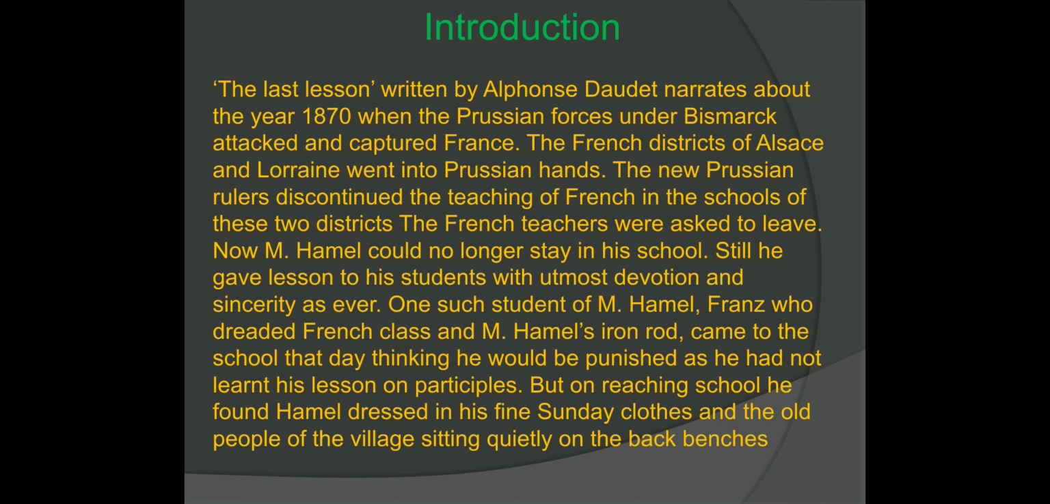So let us come to the introduction of the story. The Last Lesson, written by Alphonse Daudet, narrates about the year 1870 when the Prussian forces under Bismarck attacked and captured France. The French districts of Alsace and Lorraine went into Prussian hands, and the new Prussian rulers discontinued the teaching of French in the schools of these two districts. The French teachers were asked to leave.